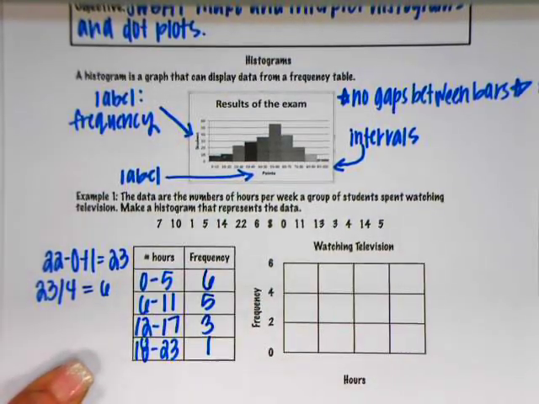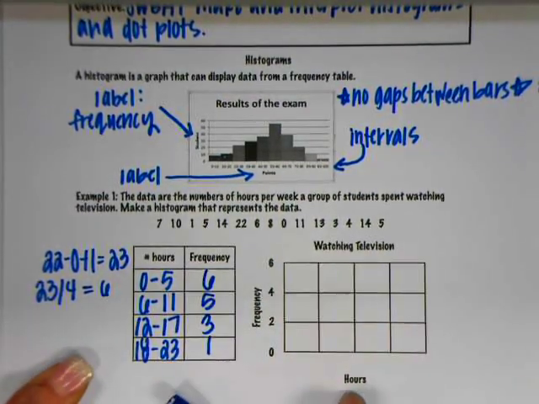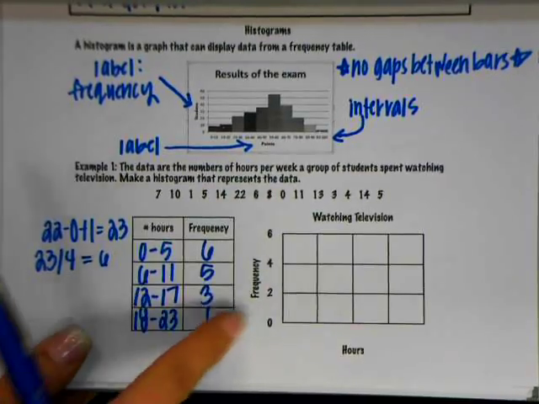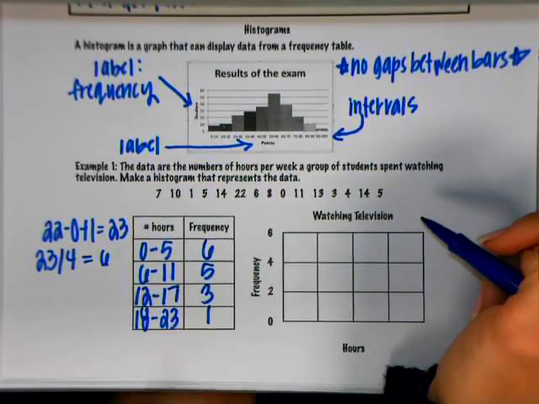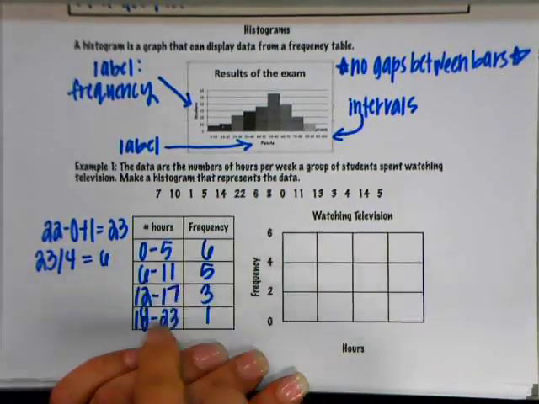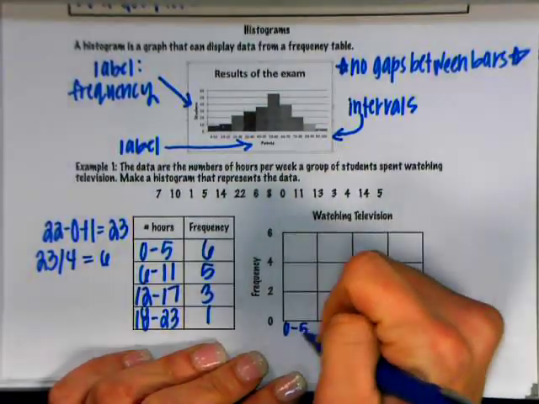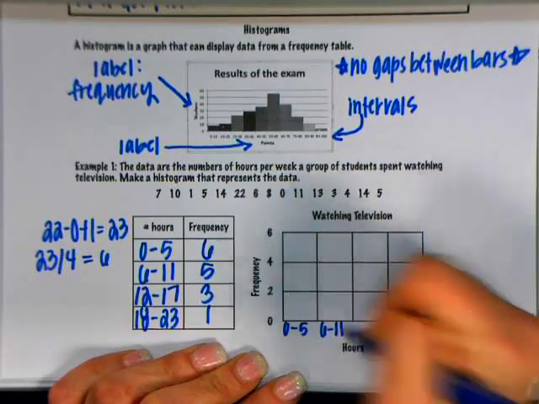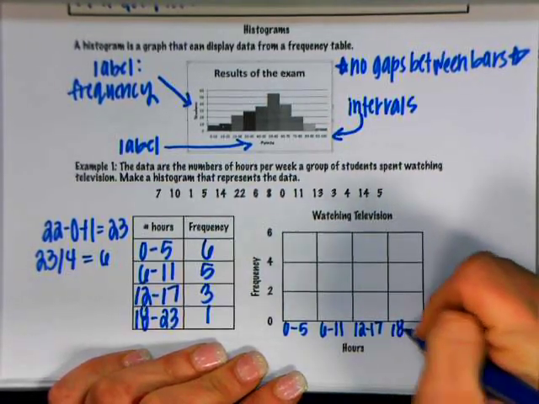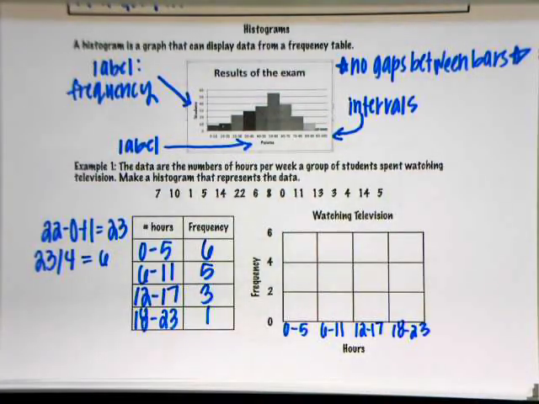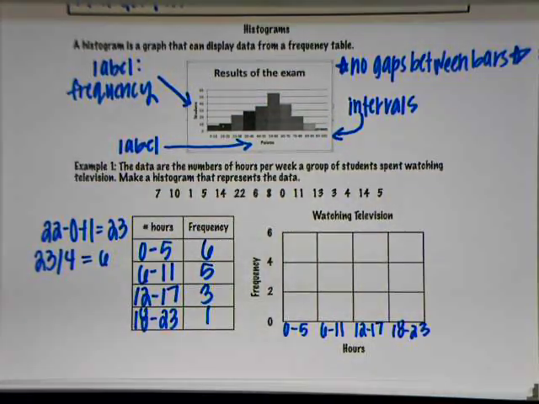Okay. See how here ours is labeled at the bottom, frequency is labeled on the side, and it went up by 2s. You don't need a title whenever you make one, but you're going to label down here with your intervals. So this means 0 to 5, 6 to 11, 12 to 17, 18 to 23. And the biggest thing, do not put any space between your bars.